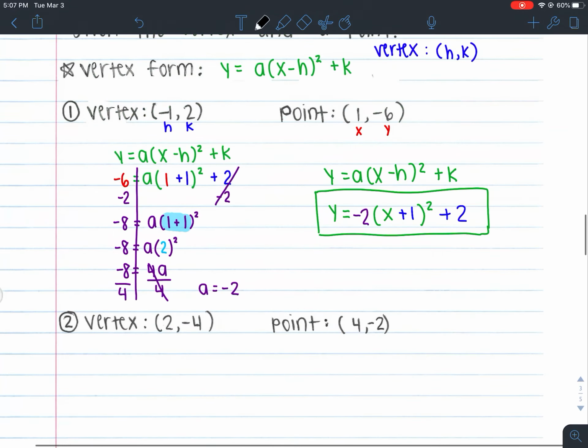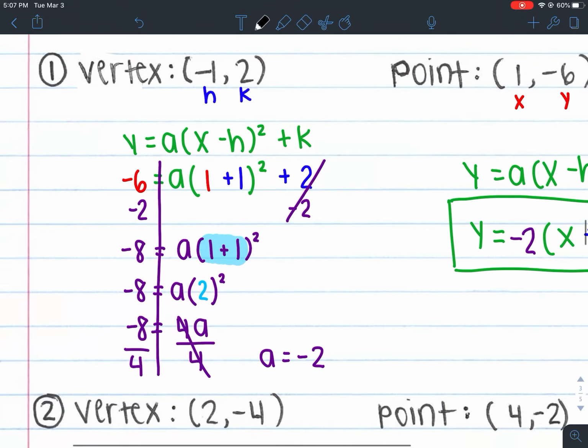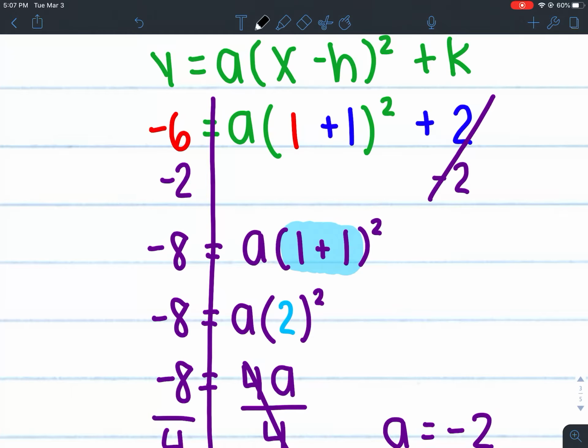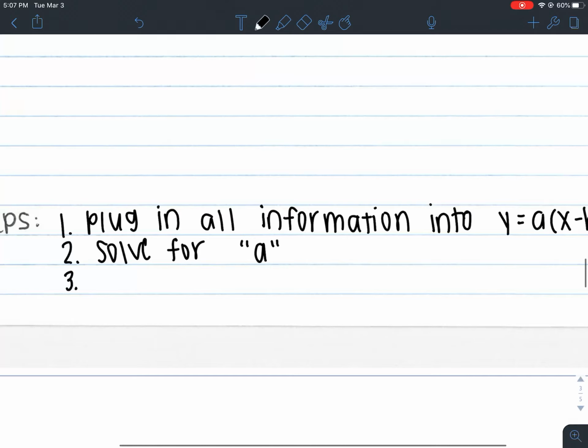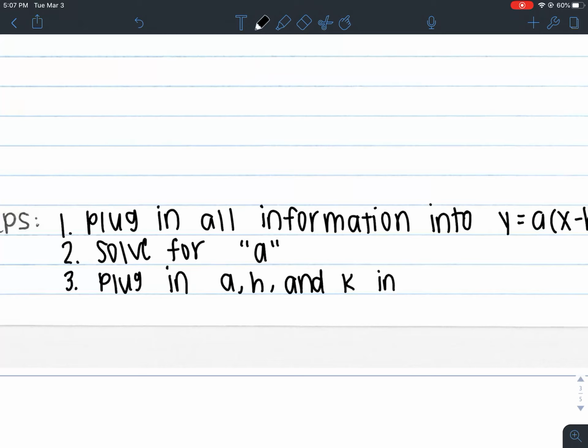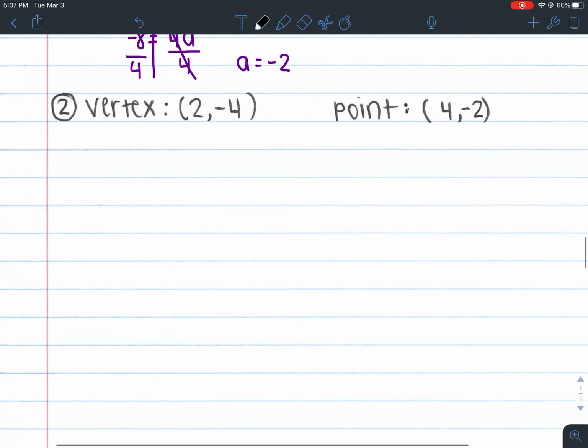We don't plug anything in for x and y. The only time we plug in an x and y is if we're using it to help us solve something, but it's never going to be in our final equation. So the last thing after we solve for a is we plug in a, h, and k into vertex form. Okay, so let's start. Number 2, you're going to plug in all the information that you know.